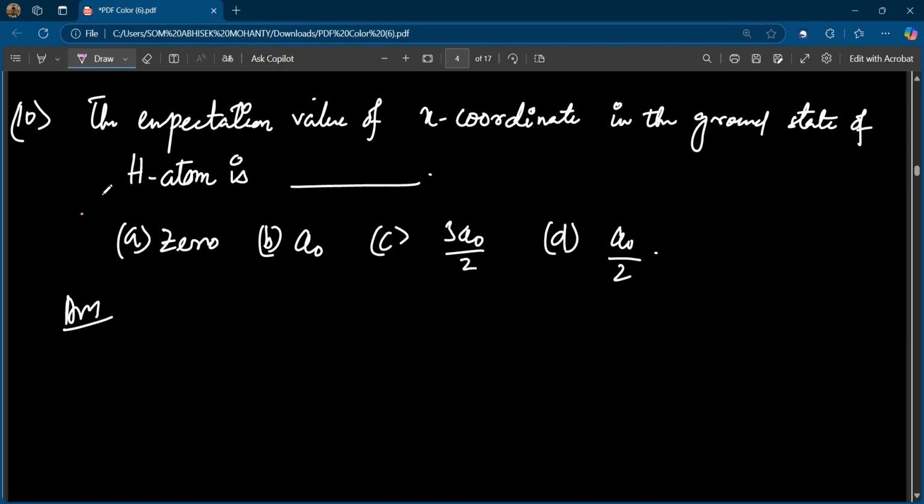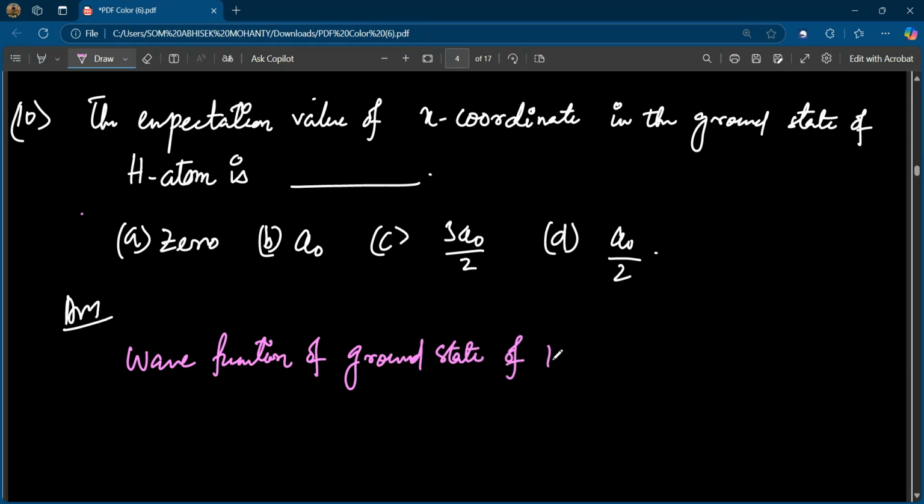So let's try this. Expectation value of the x coordinate. First of all, what is the wave function for the ground state of the hydrogen atom? Psi 1s is equal to root over 1 by pi a naught cubed, e to the power minus r by a naught.